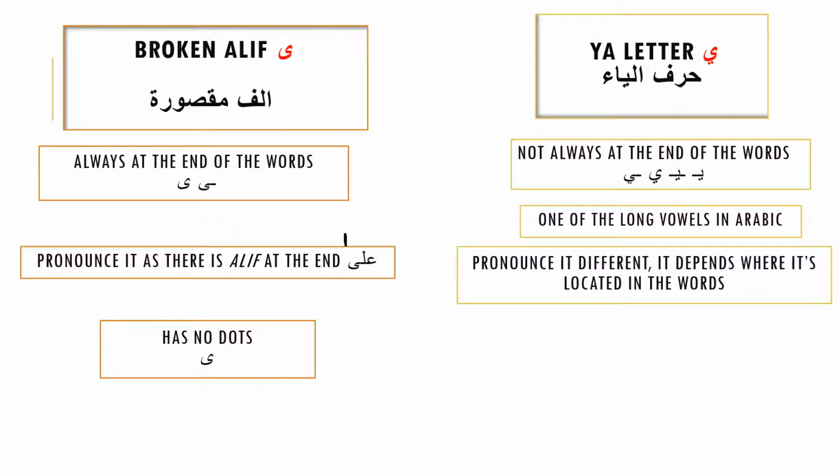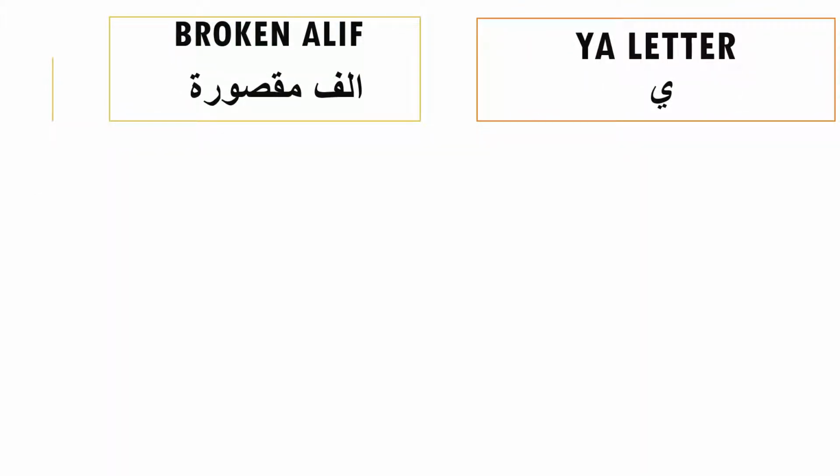We pronounce it differently depending on where it's located in the word. If it's at the beginning of the word, we sometimes read it differently than if it's in the middle of the word. And it has 2 dots. So there are big differences between ya and broken alif. That's why we have to pay attention. Let's do some examples. Ali, this is ya.